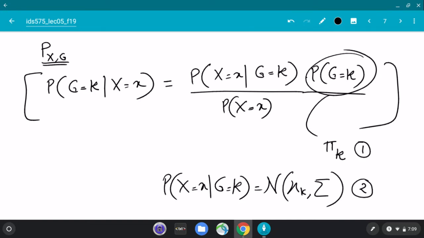So the conditional probability will be, for example, the probability of x1 given g equal to k, and x2 given k, and so on. So we are assuming conditional independence, and that will be basically the product of all those probabilities. Good. So naive-Bayes is just assuming this to be a product over j equal to 1 to p of the probability of x_j equal to little x_j given g equal to k.